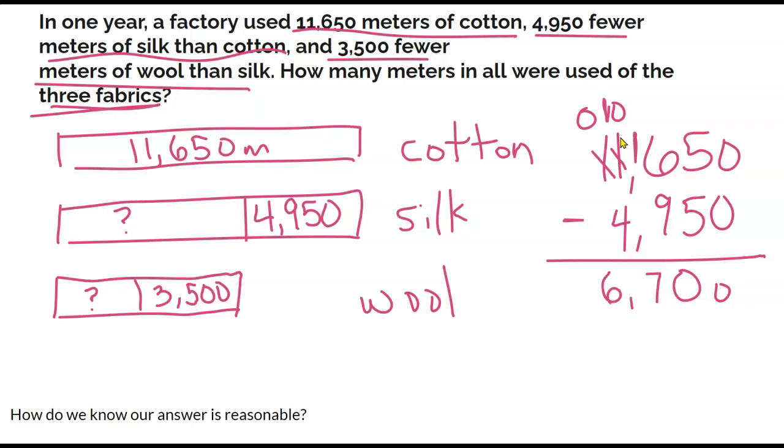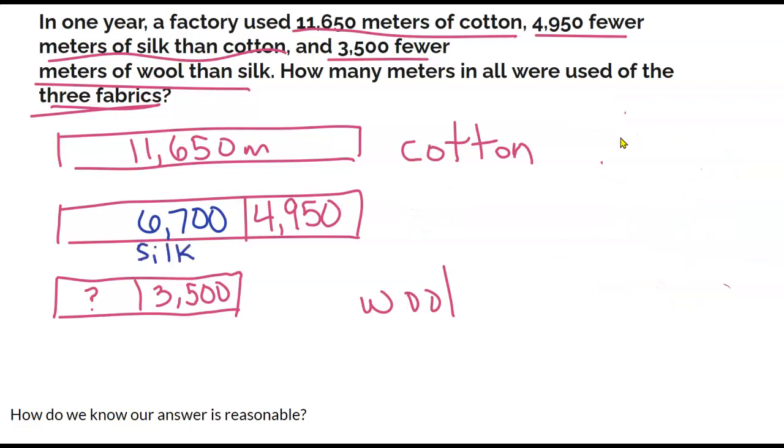So now I know that the amount of silk that they used is 6,700. So that's how much silk they had. Okay, so now I went ahead and erased it and rewrote our silk to show that we have 6,700 meters of silk. Now we need to figure out how much wool we have.